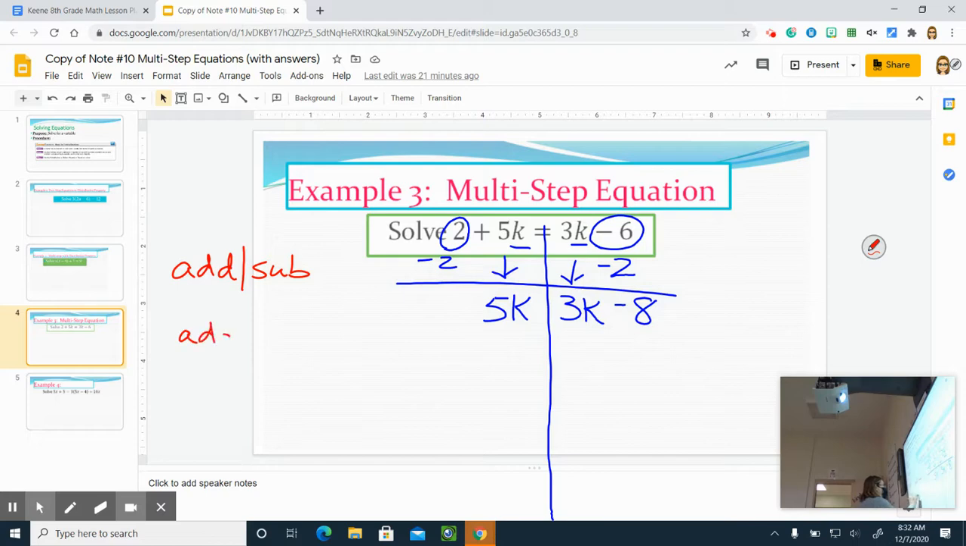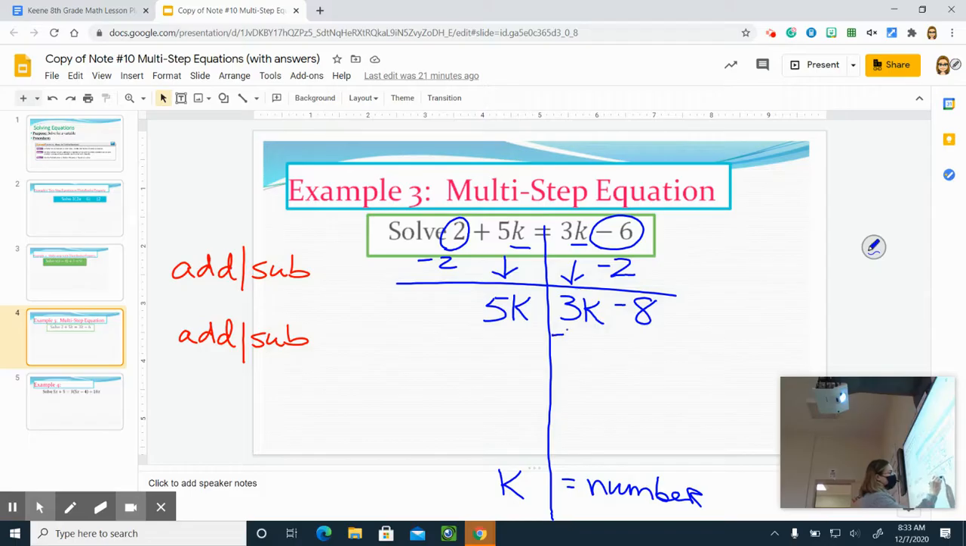See, I want to get a k down here with some sort of number. And in order to do that, I need to keep eliminating terms. So I have a k on the left, but I also have a k on the right. So I want to eliminate that 3k. Well, that's a positive 3k, so I'm going to subtract 3k from both sides.